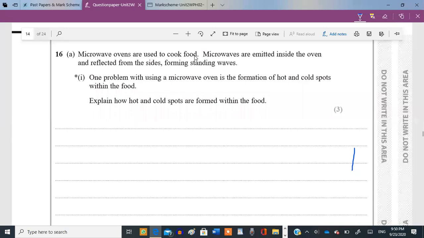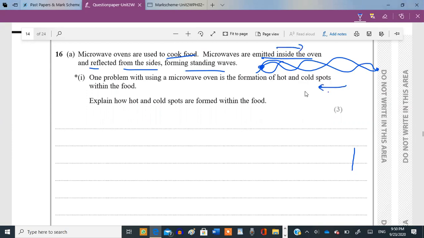Microwave ovens are used to cook food. Microwaves are emitted inside the oven and reflected from the sides, forming standing waves. Okay, you've got the microwaves reflected and standing waves are generated. And what are standing waves? Waves which are formed as a result of overlap between two waves traveling in opposite directions, and constructive and destructive interference occurs, due to which you get nodes and antinodes. Antinodes are positions where the displacement is max, and nodes are the positions where the displacement is zero.